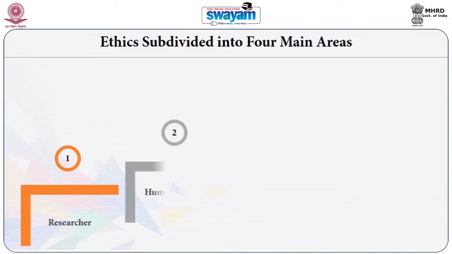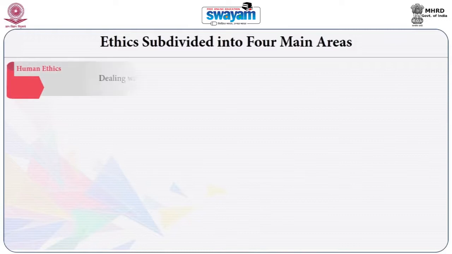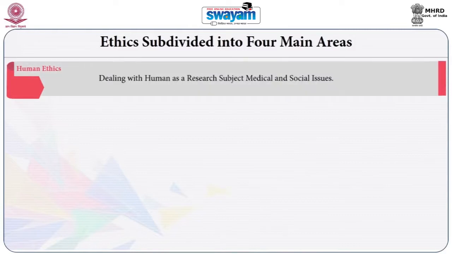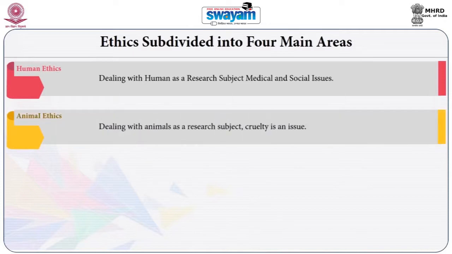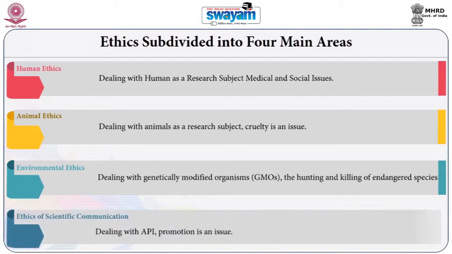Research ethics can be subdivided into 4 main areas. Human ethics, dealing with humans as research subjects for medical and social issues. Animal ethics, dealing with animals as research subjects, in which cruelty is an issue. Environmental ethics, dealing with genetically modified organisms, that is GMOs, and the hunting and killing of endangered species. Ethics of scientific communication, dealing with API, in which promotion is an issue.